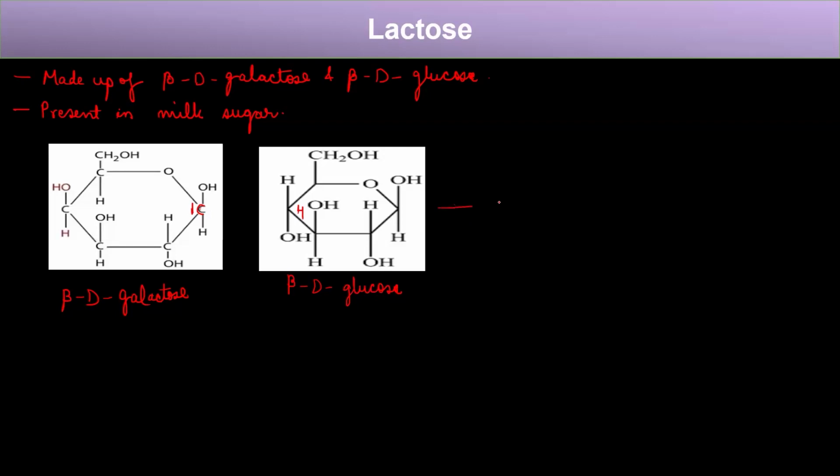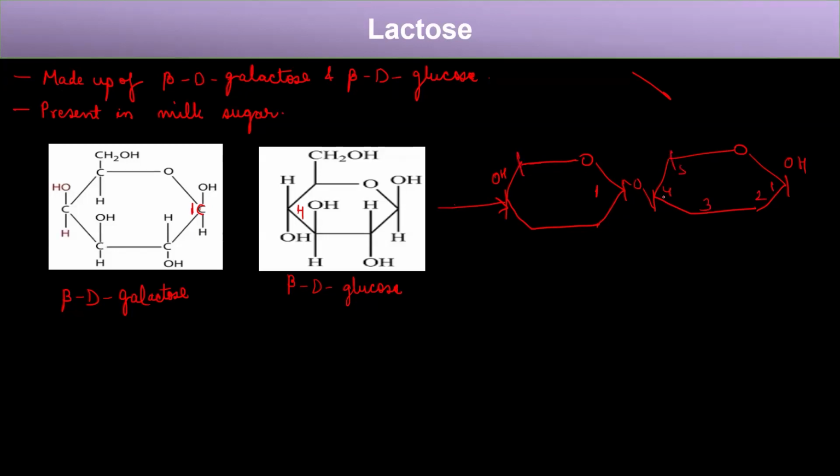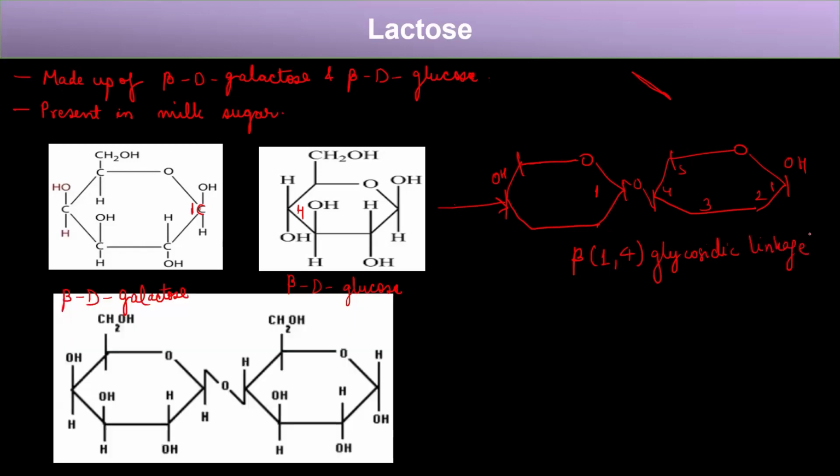So what kind of bond or structure will be formed here? The structure that will be formed will be something like this. This is your galactose, and the second is something like this. This is a glucose, a beta-D-glucose. Now how will the bond formation take place? The bond will form something like this. This is the glycosidic bond, and this is the first position here, 1, 2, 3, 4, 5. So this is your fourth position, but since the bond is like this, it will be beta 1,4 glycosidic linkage.